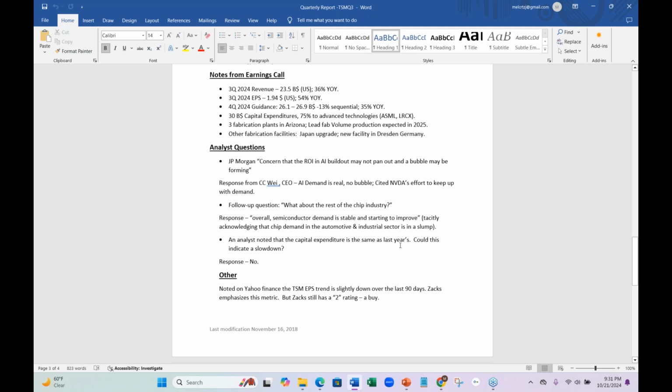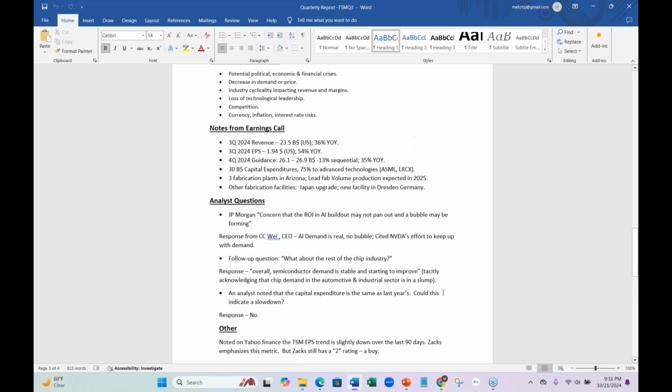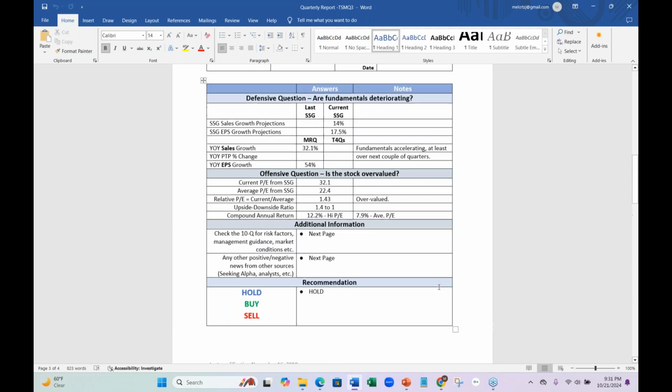Capital expenditures are the same as last year's. Could this indicate a slowdown? Response, no. One last thing, if I look at Yahoo and the EPS trend, I just noticed that the trend is slightly down over 90 days, and I was kind of surprised at that because everybody else is saying the earnings per share are going to go up. Maybe they started from a high point, but it's one of the things that Zacks certainly looks at, and one of the things that I look at to see the trends. Okay, that's my report for TSM.